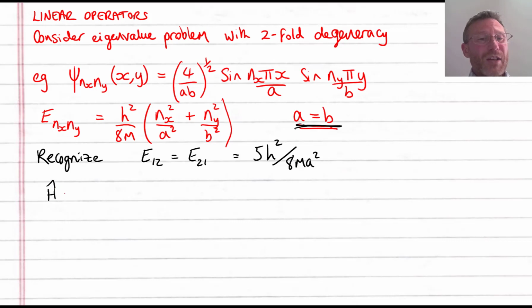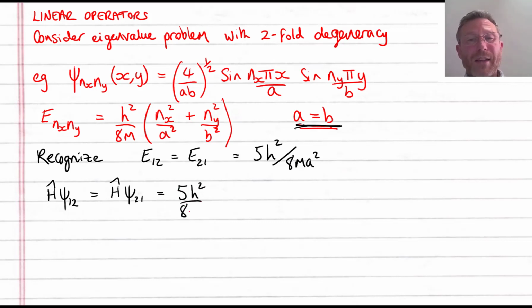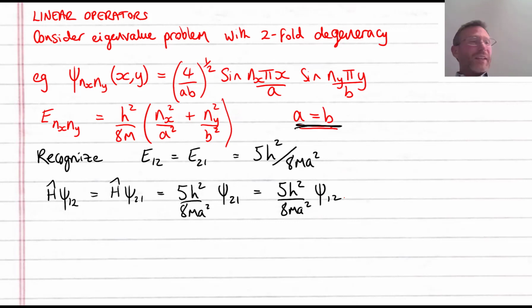So we can also think about the Schrodinger equation here. The Schrodinger equation, h hat times psi 1,2, by the way, is also equal to h hat psi 2,1, which is equal to 5h squared over 8ma squared multiplied by psi 2,1, which is equal to 5h squared over 8ma squared times psi 1,2. So let's think about the eigenfunctions of these effectively two operator equations. Let me write this out.